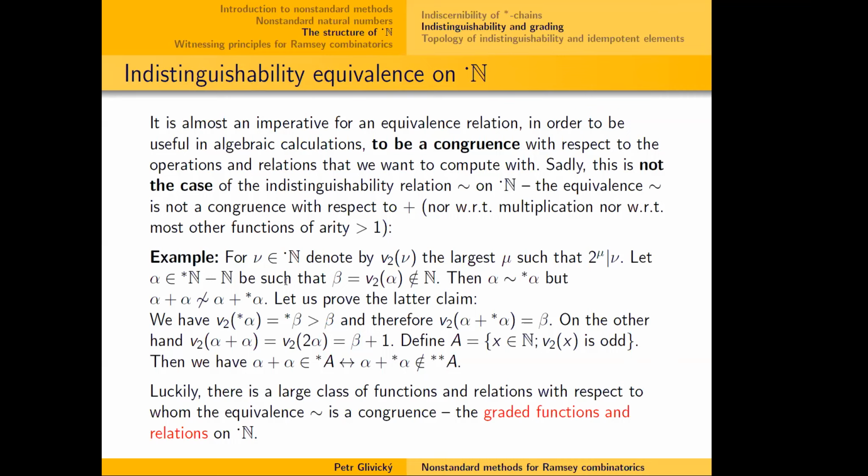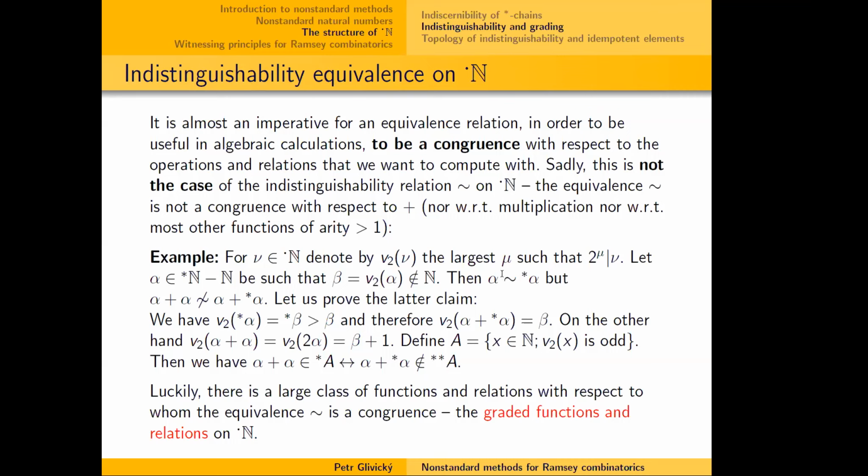So what we do in order to prove this is we take some element in *N such that the binary valuation, so the highest mu such that 2 to the power of mu divides the element, is non-standard. It's larger than any standard number. So we take alpha non-standard such that the binary valuation, which we denote beta, is non-standard.